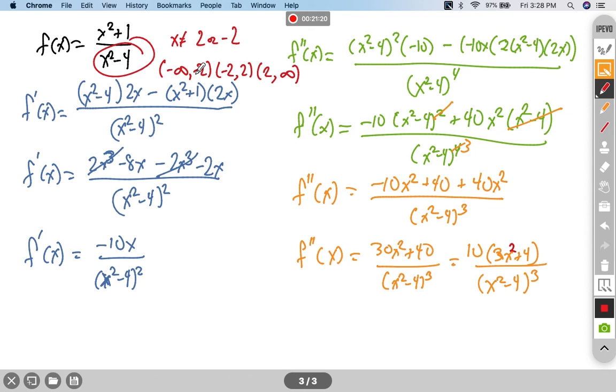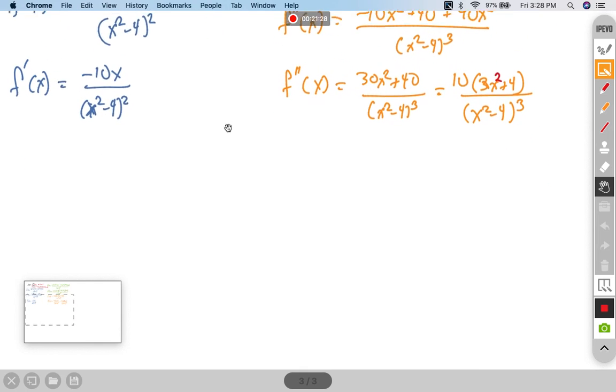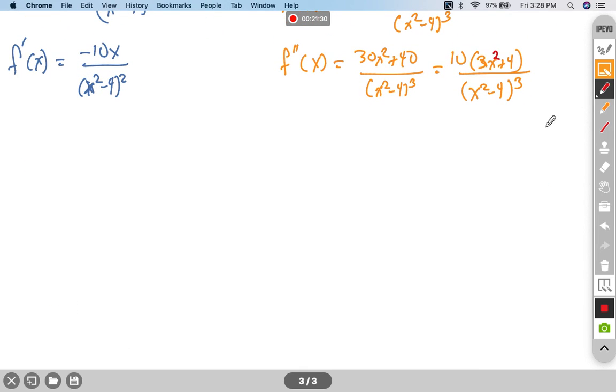If we knew this, why did we do the second derivative? Because we're using the second derivative to find concavity. So we still needed to go through all that hassle, right? So to determine concavity, we're going to look at our negative infinity to negative 2, our negative 2 to 2, and our 2 to infinity. And we're going to check the second derivative.